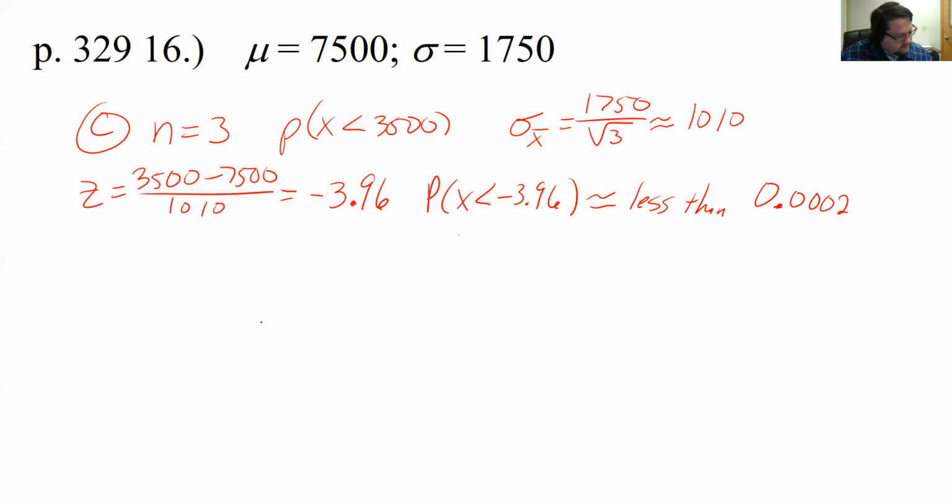Okay, so D asks us to do an interpretation. Compare your answers to parts A, B, and C. How did the probabilities change as n increased? The probabilities got smaller, right?